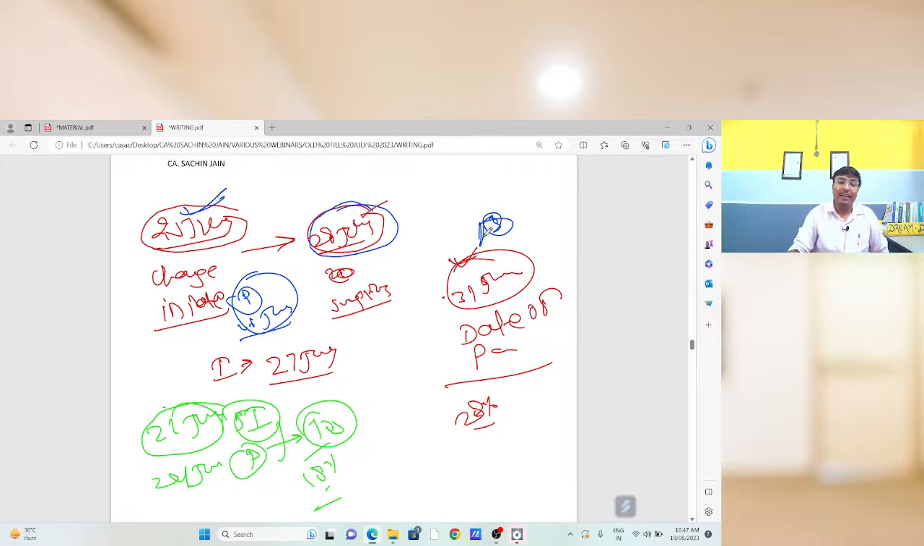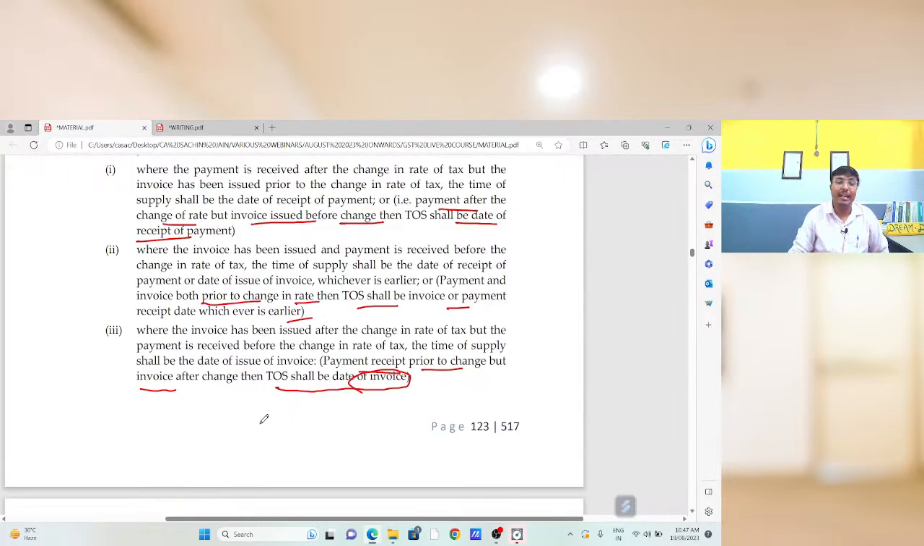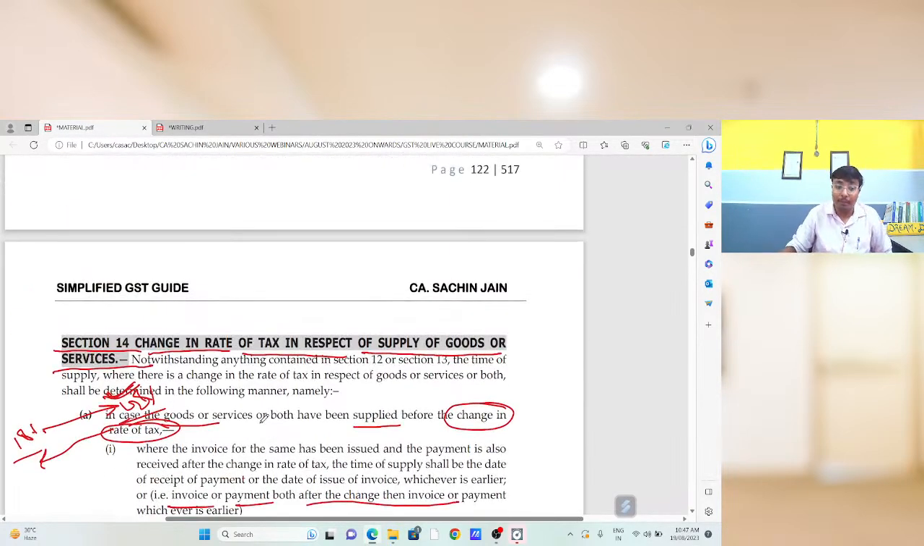Once confirm me that section number 14 of CGST Act, the most important section, the most dangerous section, the most crucial section is okay for you. CGST Act, section number 14 of CGST Act regarding change in rate of tax. You just need to remember these two lines.